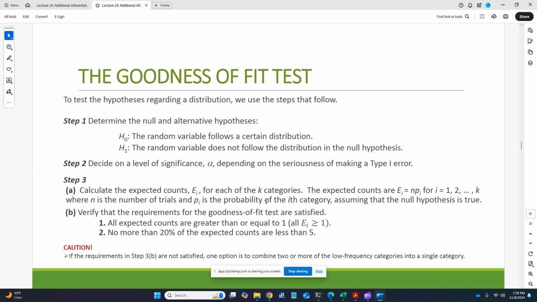For this, we need to determine the null and alternative hypothesis. Just like before, we have the null hypothesis that the random variable follows a certain distribution, and the alternative hypothesis that the null hypothesis is not true. And for this, we have certain conditions. These conditions need to be met.